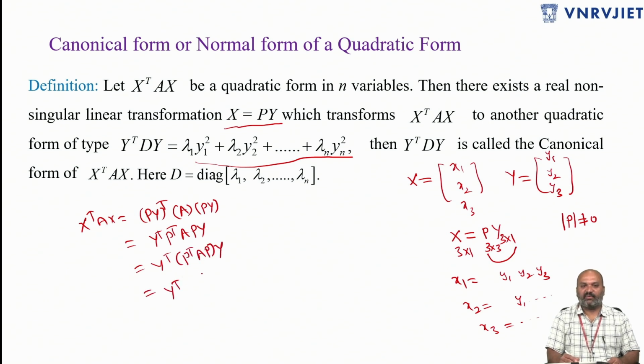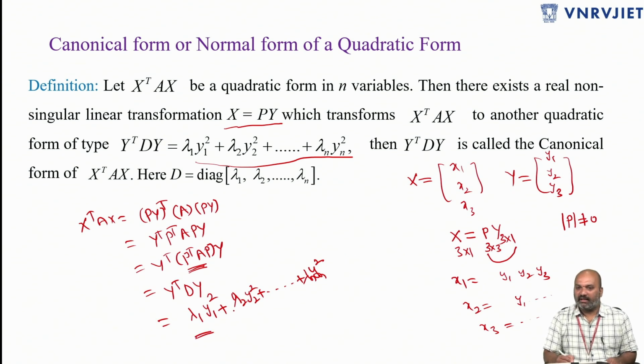What is this P transpose AP? Remember, P transpose AP is a diagonal matrix. It contains only diagonal elements. That's why you get only square terms: lambda 1 y1 square, lambda 2 y2 square, and so on, generalized up to lambda n yn square. This is a canonical form or normal form, also called sum of squares form.